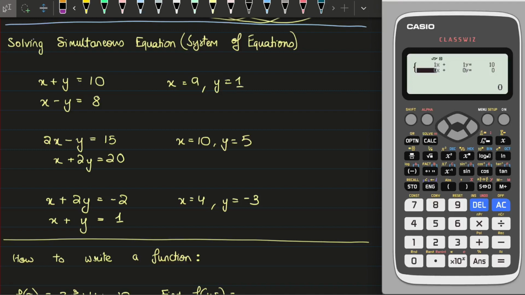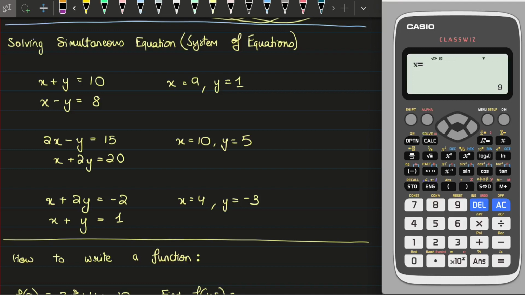Again, the coefficient of x is going to be 1. I press 1 and then equals to sets the coefficient for x. Now the coefficient of y this time around is minus 1. So we're going to do minus 1, press equals to. And then the constant term is 8. So we're going to press 8 and equals to. Now that all the constants and the coefficients have been set, we're going to press the equals to sign. And that solves the simultaneous equation for you.